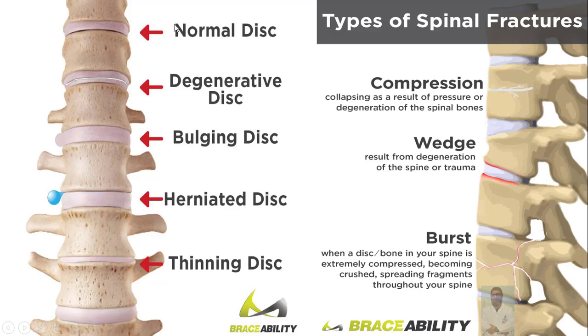So this is the picture. It shows what a normal disc is. You can see the normal disc height and width, and the texture is normal, but there is a linear line, looks like a fracture line. It is called a degenerative disc, and there is a little bulging. You can see there is a bulging, so we call it a bulging disc.